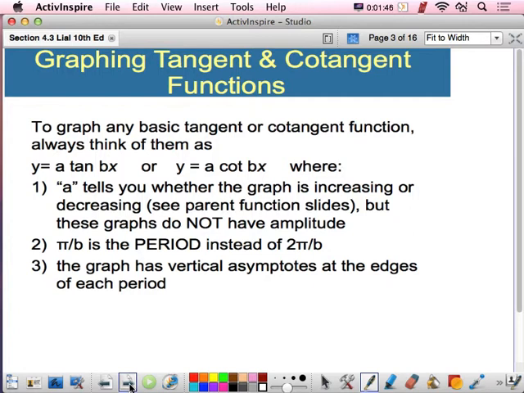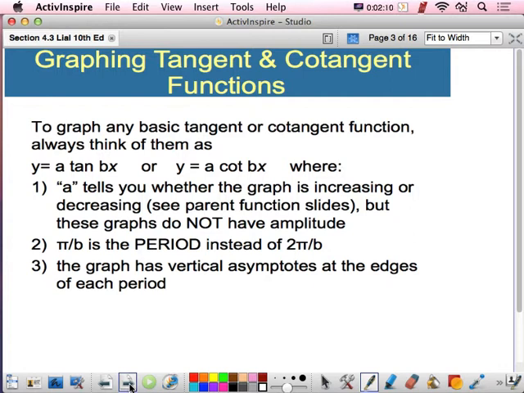If we take the form y equals a tan bx or y equals a cotangent bx, here's what a tells you. It doesn't tell you the amplitude. It tells you whether the graph is increasing or decreasing, and we'll talk about that on the parent function slides. But just remember they do not have amplitude.